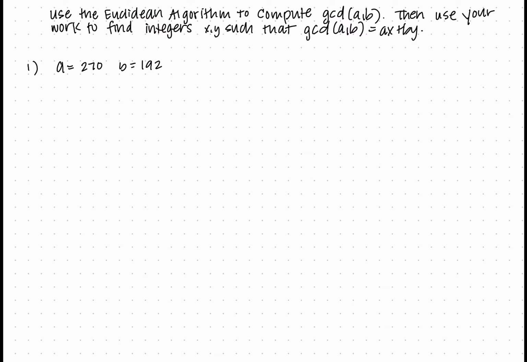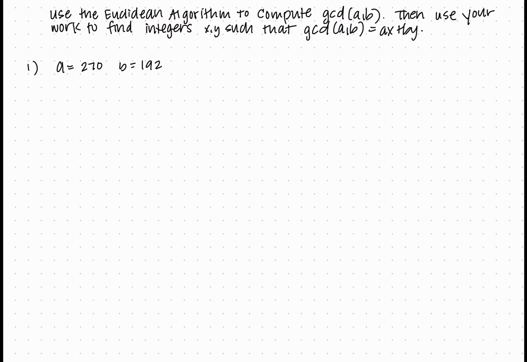This video will explain how to use the Euclidean algorithm to compute the greatest common divisor of two numbers a and b. We will then use that work of the Euclidean algorithm to find integers x and y such that the GCD of a and b is ax plus by. We'll start with this example number 1, where a equals 270 and b equals 192.